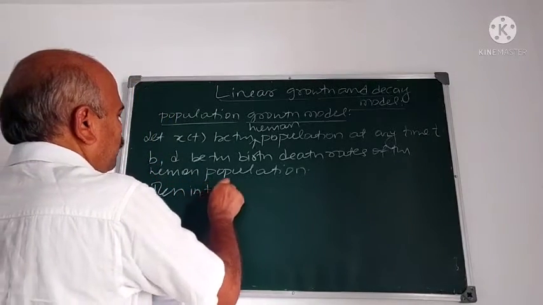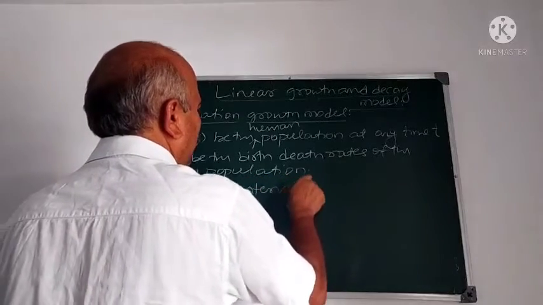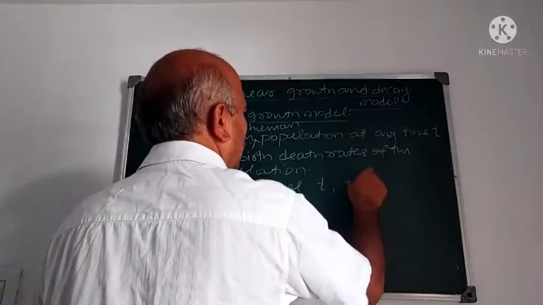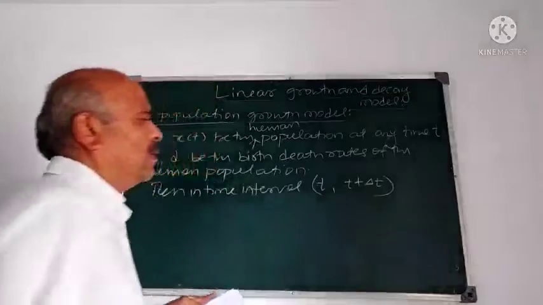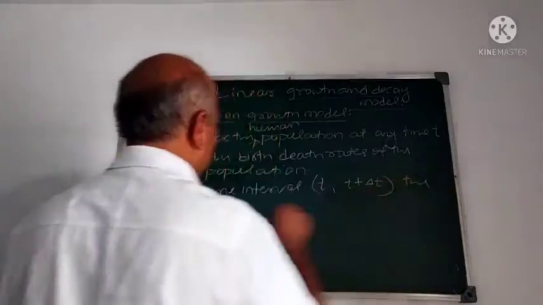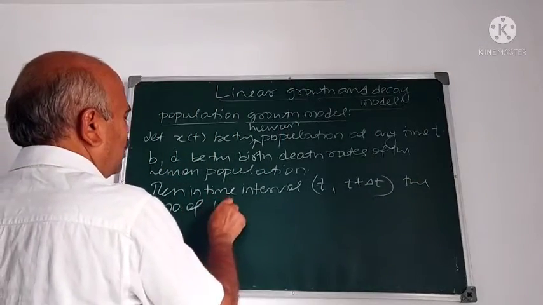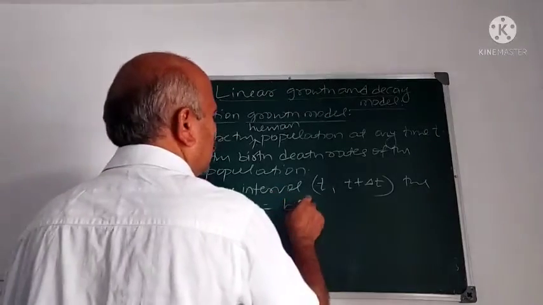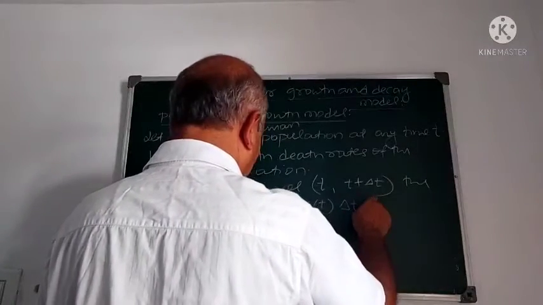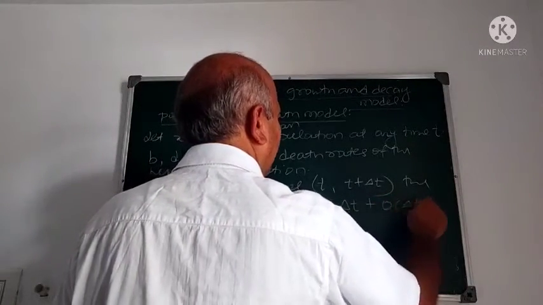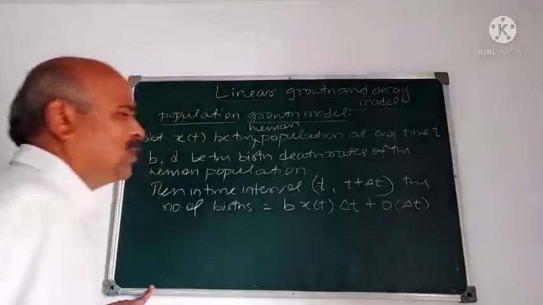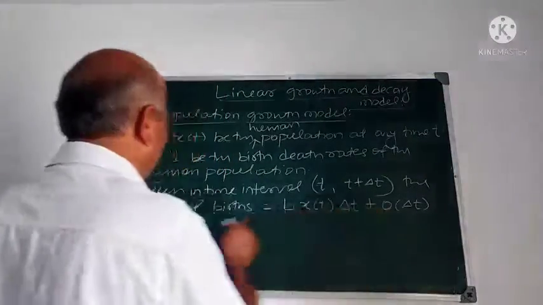In the time interval t to t plus delta t, the number of births is b x(t) delta t plus o(delta t). Here o(delta t) depends on delta t and tends to 0 as delta t tends to 0, so we introduce o(delta t) here.